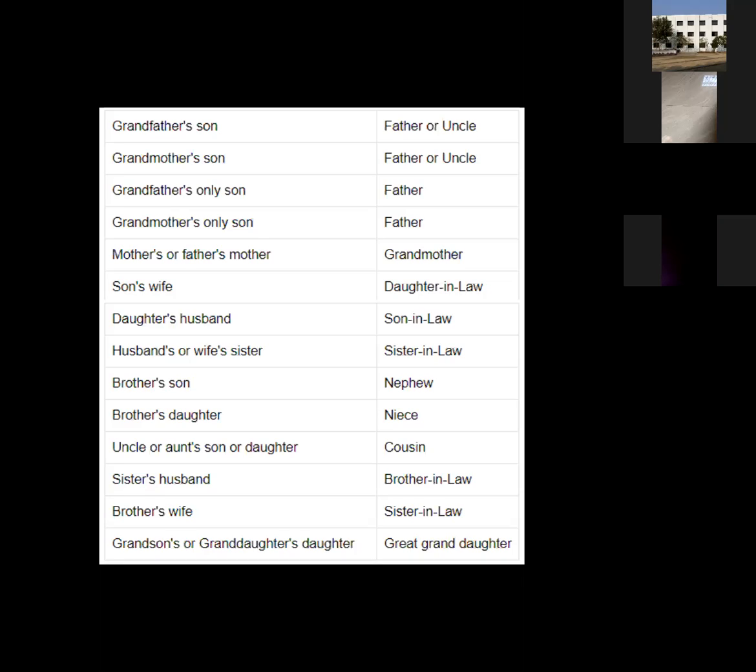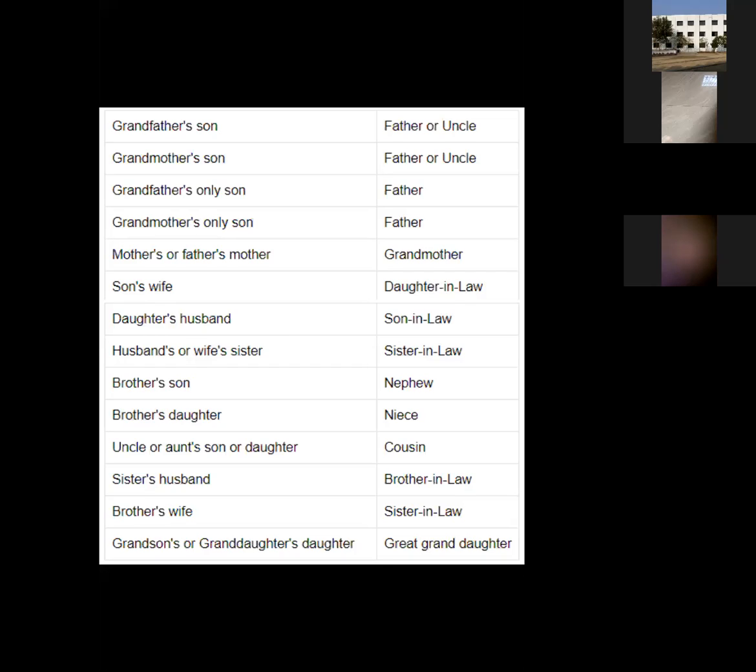Okay, grandfather's son. If we consider ourselves involved in this chart, grandfather's son will be either father or uncle. It depends on whether the father has a brother or not. The same thing holds for the grandmother; the only difference is that the approach in the earlier case is from the point of view of the grandfather, and in this case from the grandmother. So that would be either father or uncle. These are the only two possibilities. No other possibility is there.